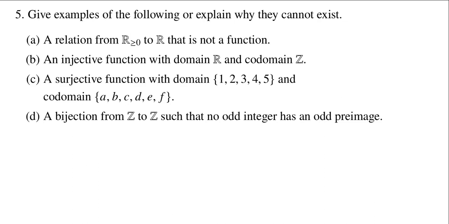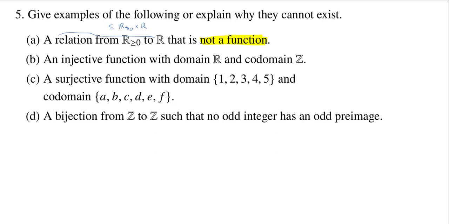A relation from the non-negative real numbers to the real numbers that is not a function. In order to establish that we have a relation, we just need to have a subset of the Cartesian product of the non-negative reals with the reals. That's very easy to do. The interesting part here is that we want it to be not a function. So what does it mean to have a relation that's not a function?